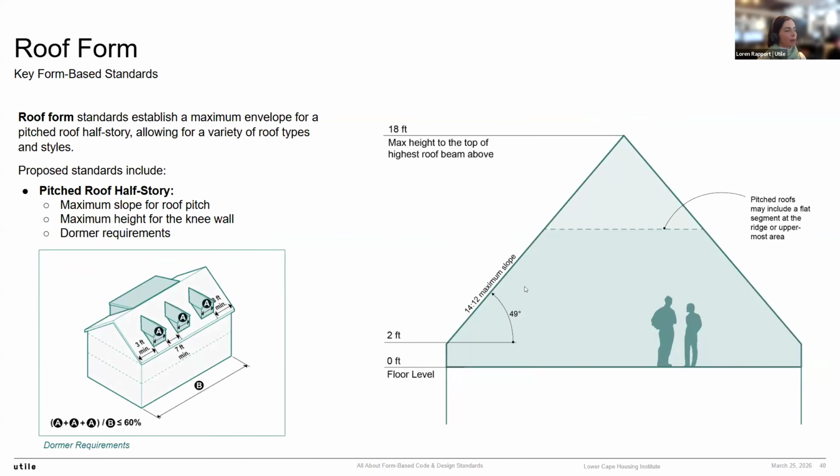We also have standards around the roof form. We heard early on, at first we were starting with optionality of having a pitched roof and/or flat roof, half story, and we heard pretty early on that pitched roofs were what was desirable for this area. And so this is essentially an envelope for the maximum roof that you can build. So we're setting standards around the slope, the height for this knee wall. This is really to encourage that this is an occupiable level, as well as dormer requirements, which might look familiar to you from what Courtney shared in Provincetown.